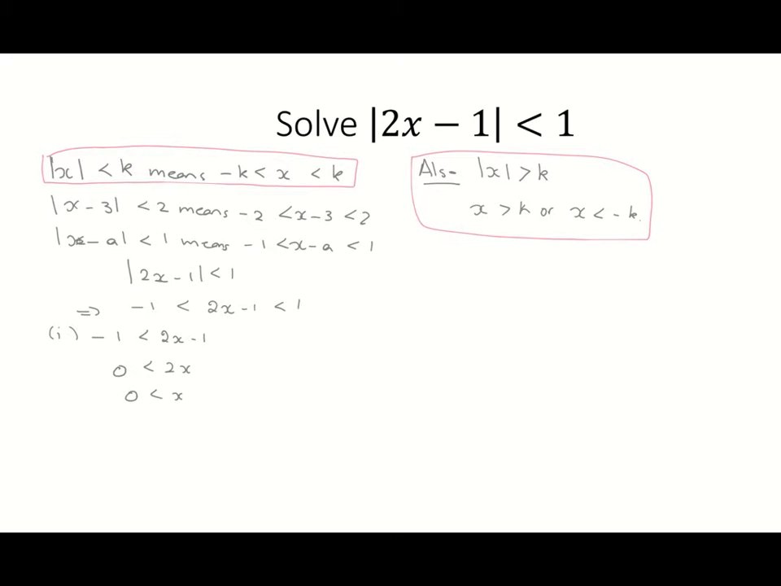That's one part. And on the other side, we've got that 2x minus 1 is less than 1. 2x is less than 2. And x is therefore less than 1. And if we put those together, then we have that 0 is less than x, which is less than 1.